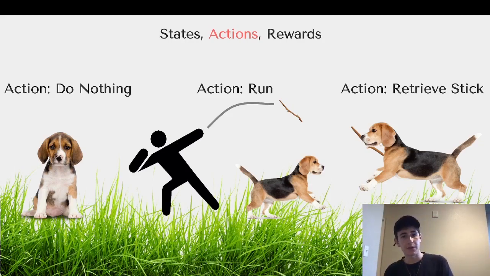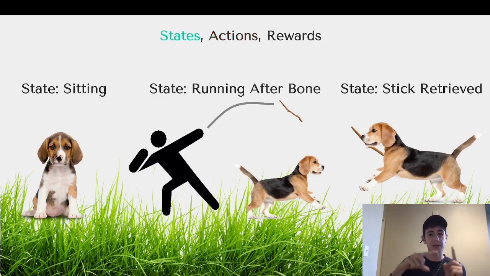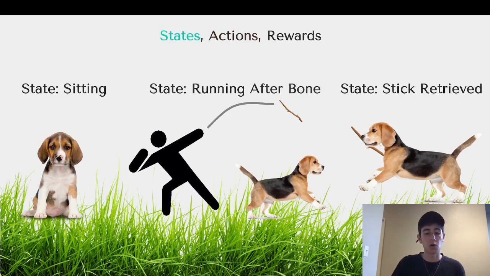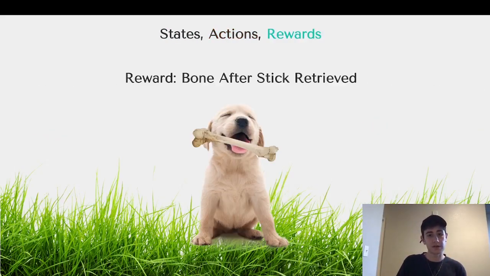Now notice how the states describe the environment and the actions describe the agent. The agent is doing nothing, the agent is running, the agent is retrieving the stick. While in the state, nothing's happening, basically sitting, running after bone, stick retrieved. That's describing the entire environment, not just the dog. Now the reward is the dog receives a bone after the stick is retrieved.